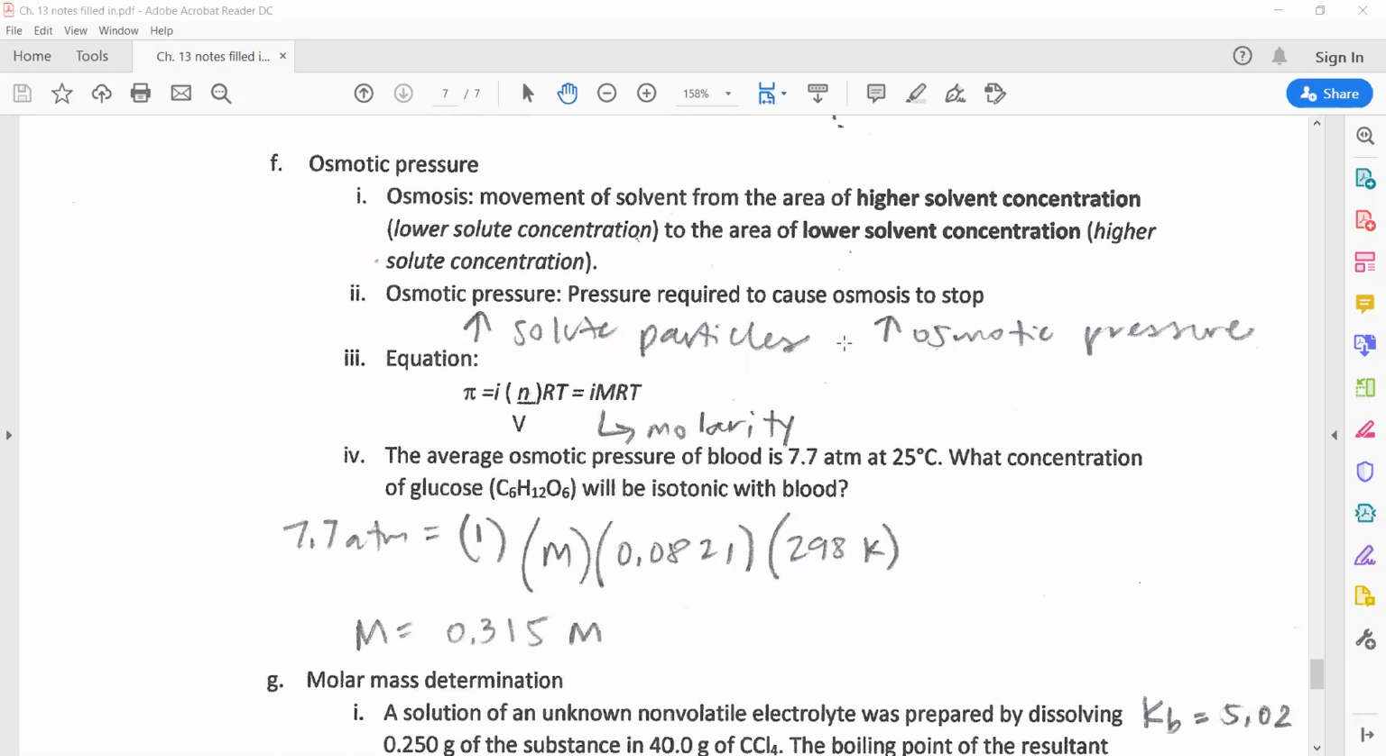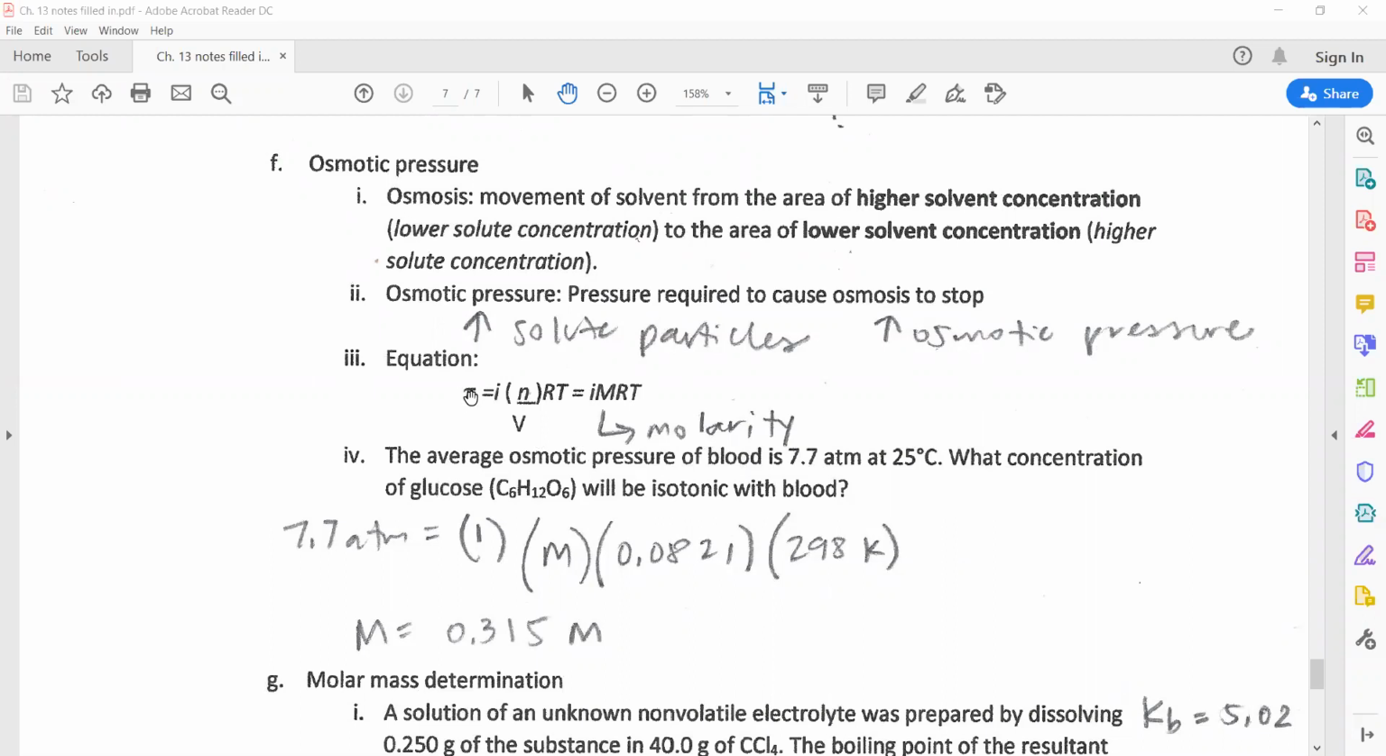So osmosis is the flow of water from an area where there's low solute to high solute, or you can say a higher solvent to lower solvent. So the movement of water, and the greater amount of solute particles that you have in a solution, the greater the osmotic pressure. Here's our equation.